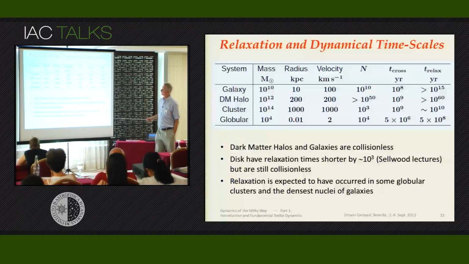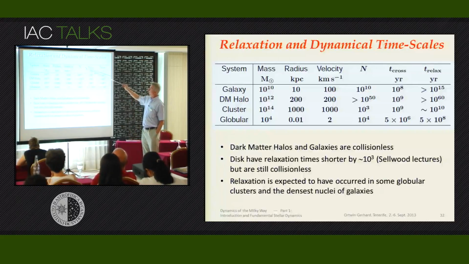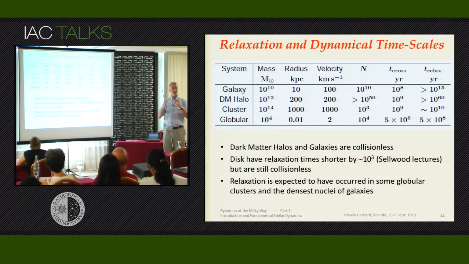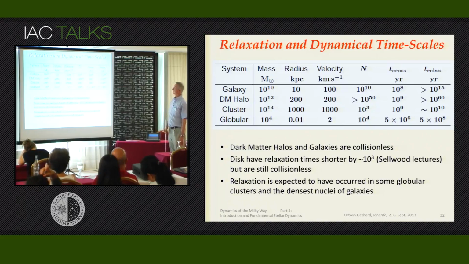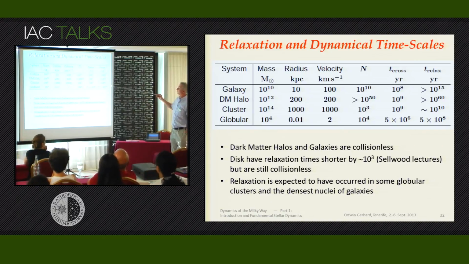Now, it's perhaps worth saying that this is not necessarily only dependent on n, because you also have the dynamical time. So if you make your system sufficiently concentrated, then you could make the dynamical time short enough and get the relaxation time also short. But it just so happens that galaxies are too big for their mass, and so therefore they don't suffer from star-star collisions. Dark matter halos are even more collisionless. Here the timescales are truly gigantic.